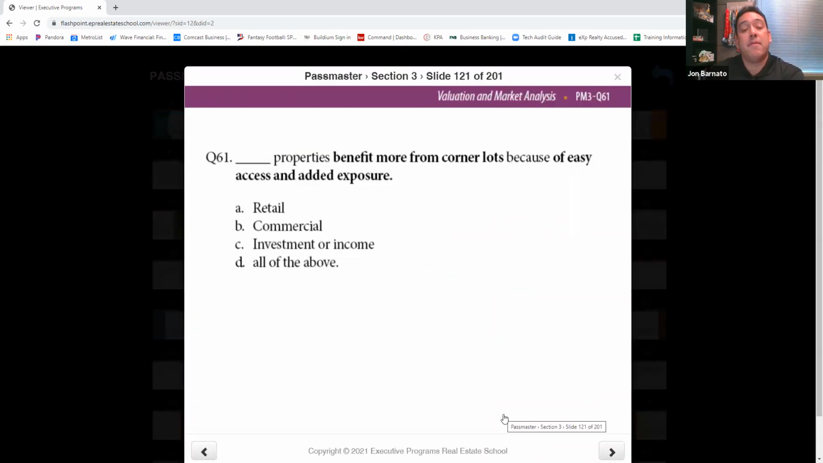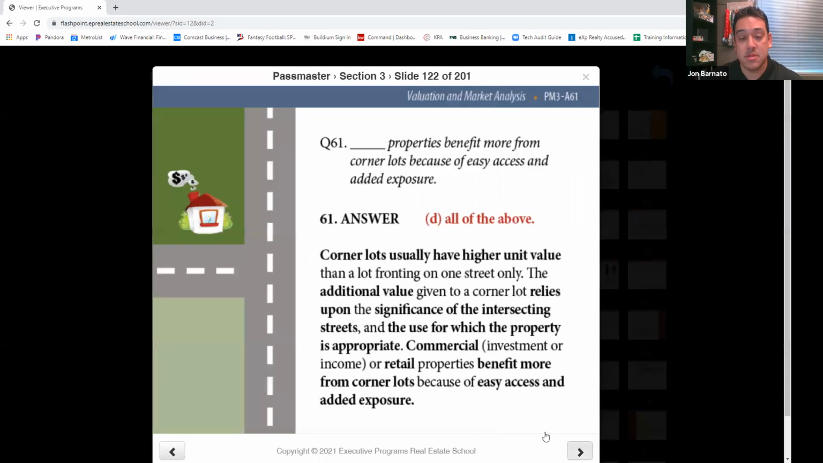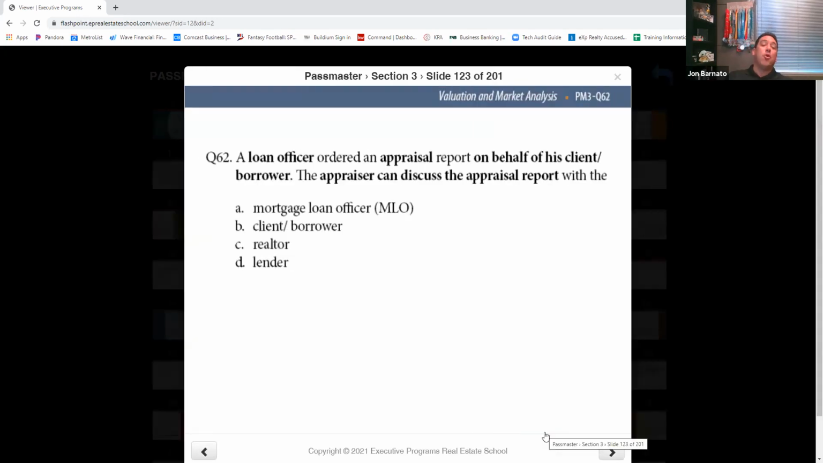Blank properties benefit more from corner lots because of easy access and exposure. All of the above. Good job. A loan officer ordered an appraisal report on behalf of his client, the borrower. The appraiser can discuss the appraisal report with who? The person who ordered it. So mortgage loan officer?